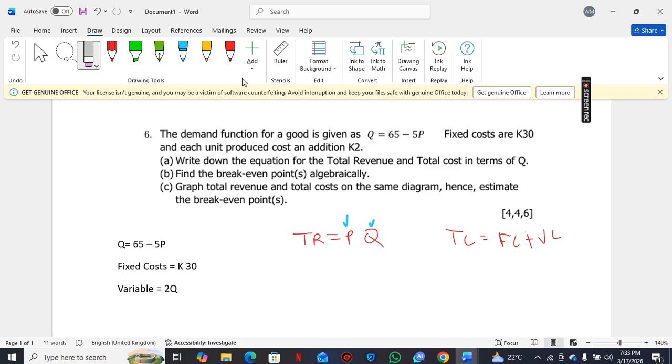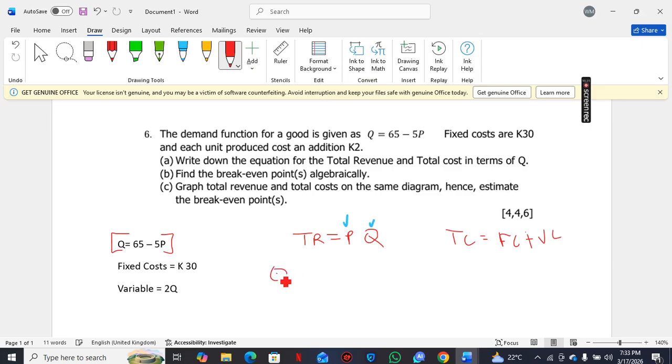The first thing is you get P. Always, I'll say this is even step one. Step one is get your P from the demand function. So this is where algebra takes place. You have to make P the subject of the formula.